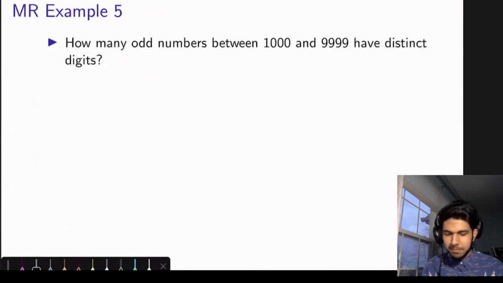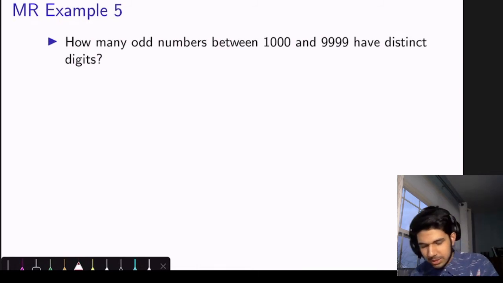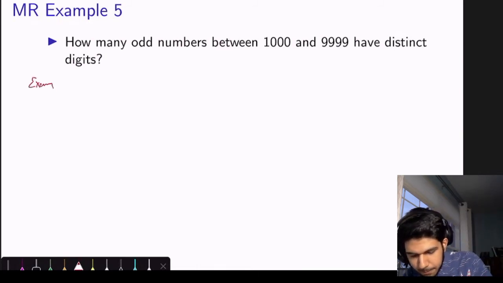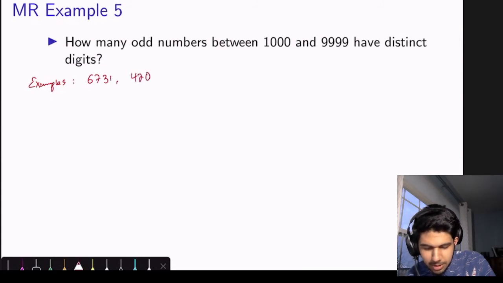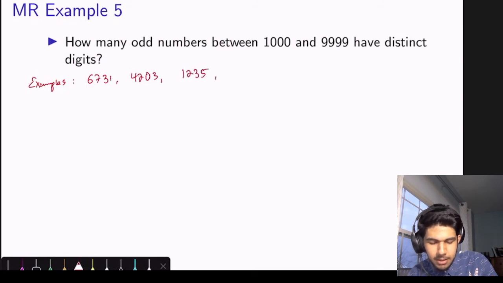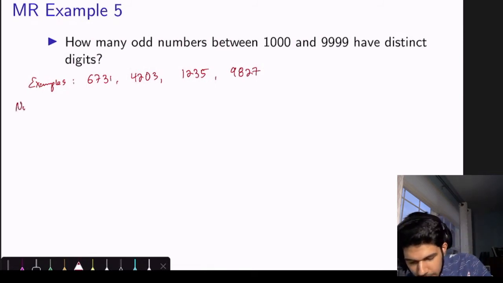One more problem. How many odd numbers between 1000 and 9999 have distinct digits? So let's take a look at some examples. So we have like 6, 7, 3, 1, 4, 2, 0, 3, 1, 2, 3, 5, 9, 8, 2, 7, right? And then let's do a couple of non-examples.